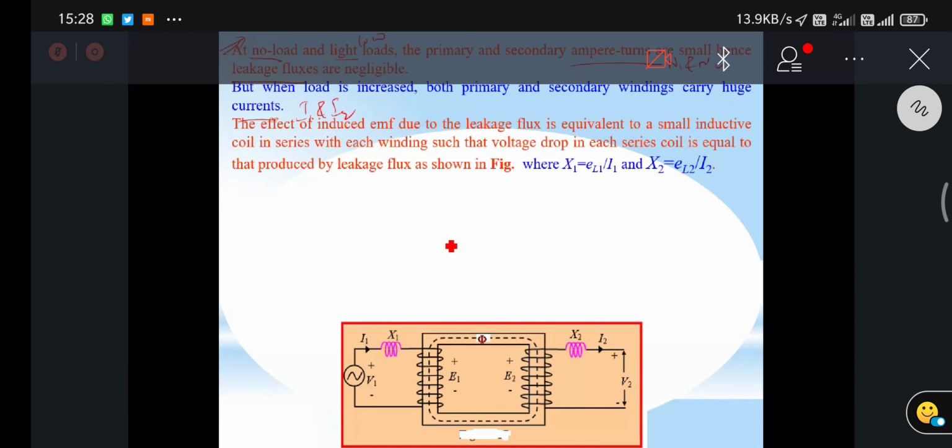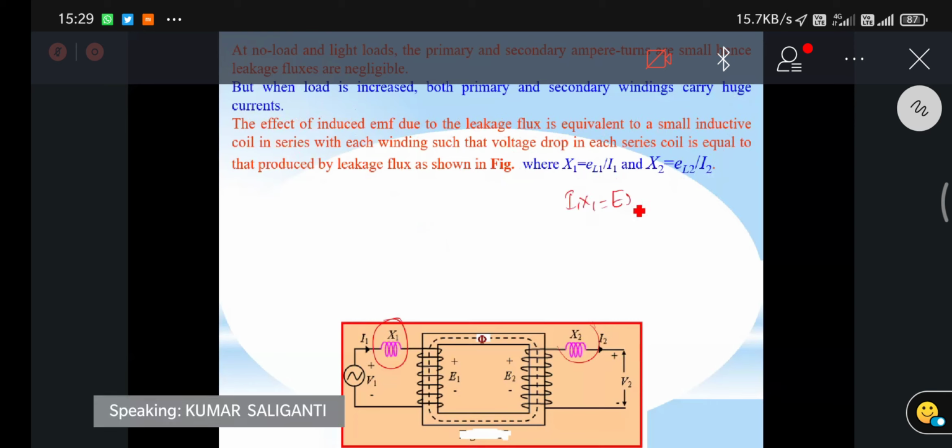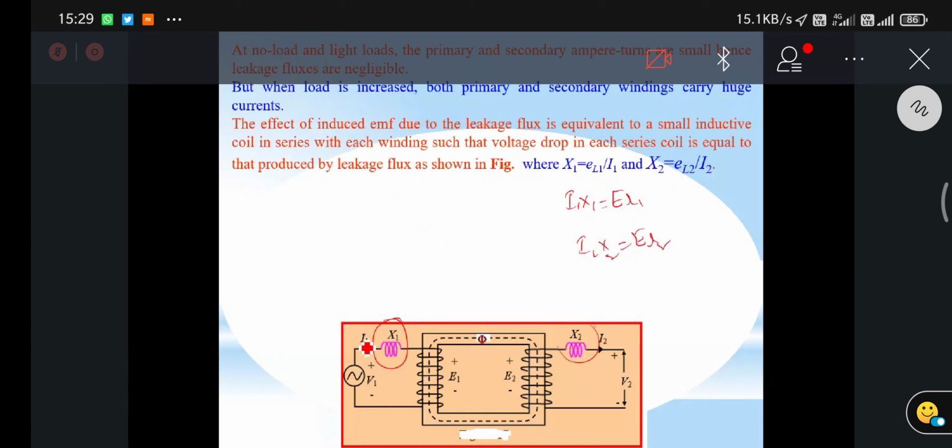So the effect of induced EMF due to this leakage flux is equivalent to a small inductive coil in series with each winding, such that the voltage drop in each series coil is equal to that produced by the leakage flux, as shown in the figure. Where X1 equals EL1 by I1 and X2 equals EL2 by I2. Simply, I can say that I1 X1 equals EL1 and I2 X2 equals EL2.